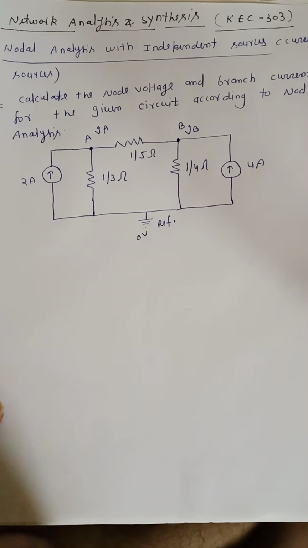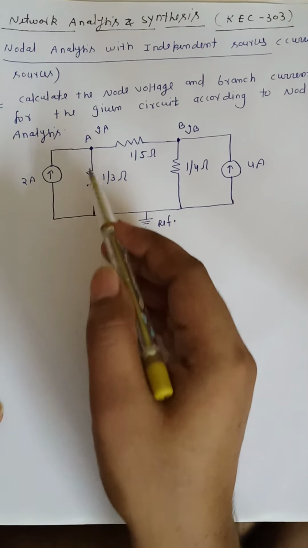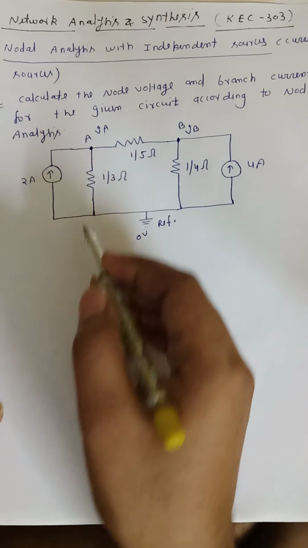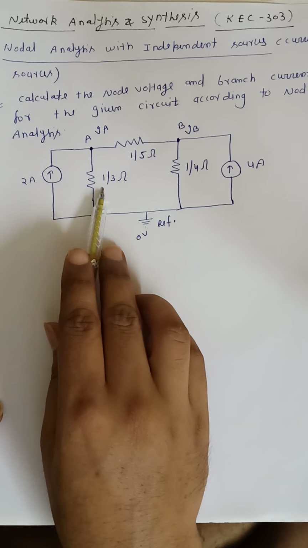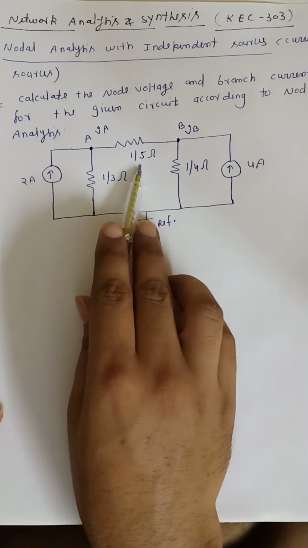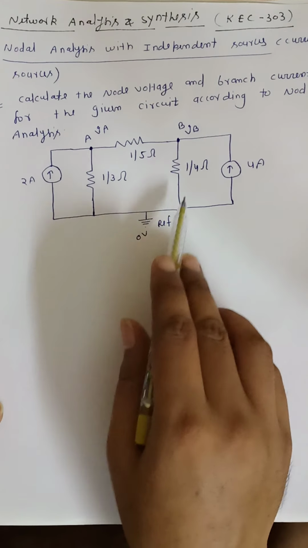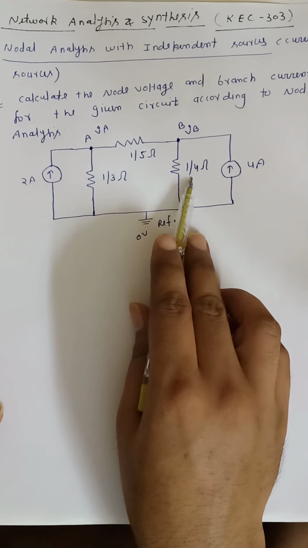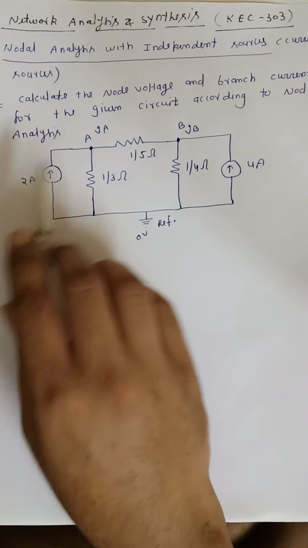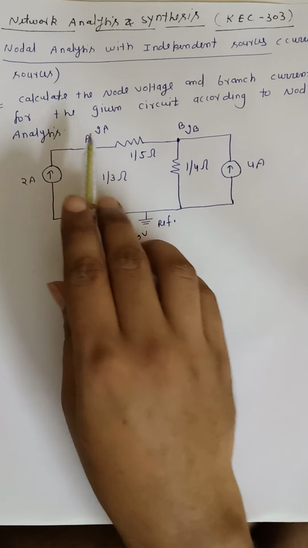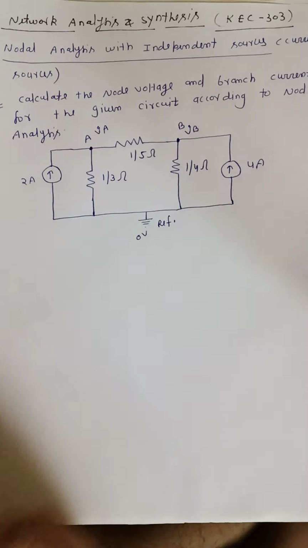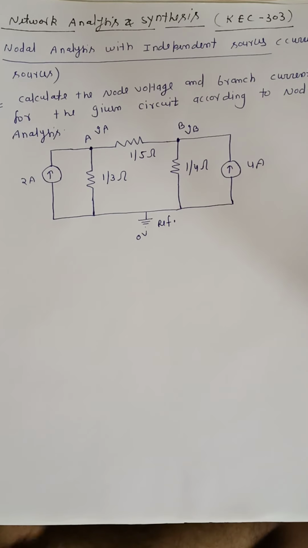After that, we can calculate branch currents: the current in the 1/3 ohm resistor, the current through the 1/5 ohm resistor, and the current through the 1/4 ohm resistor. If we know node voltage VA and node voltage VB, we can easily define branch currents for the given circuit using nodal analysis.